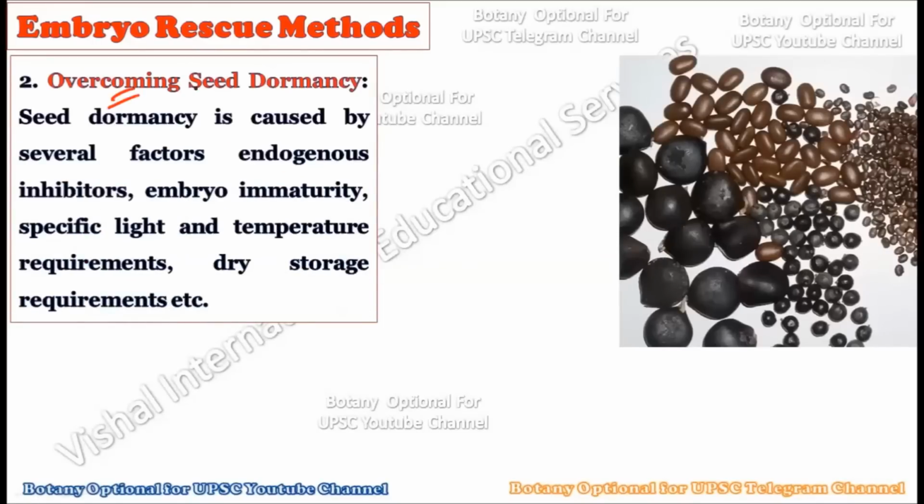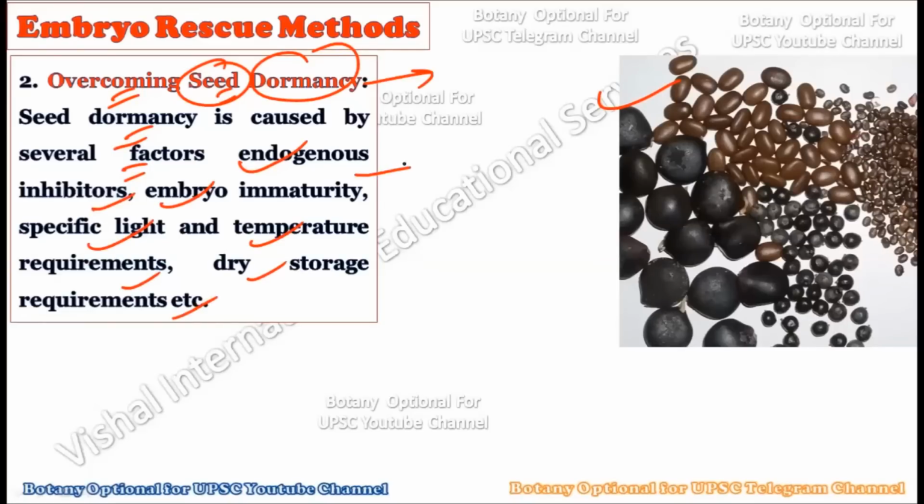Then the second one is overcoming seed dormancy, right? You know seed dormancy, in which the seed fails to germinate due to bad environmental conditions. If the environmental conditions are not right, the seed is not going to germinate. In such a condition, we say the seed is in the dormant condition. Now seed dormancy is caused by several factors: indigenous inhibitors, for example, embryo immaturity, specific light and temperature requirements, and dry storage requirements, etc. All of these factors are actually responsible for seed dormancy.